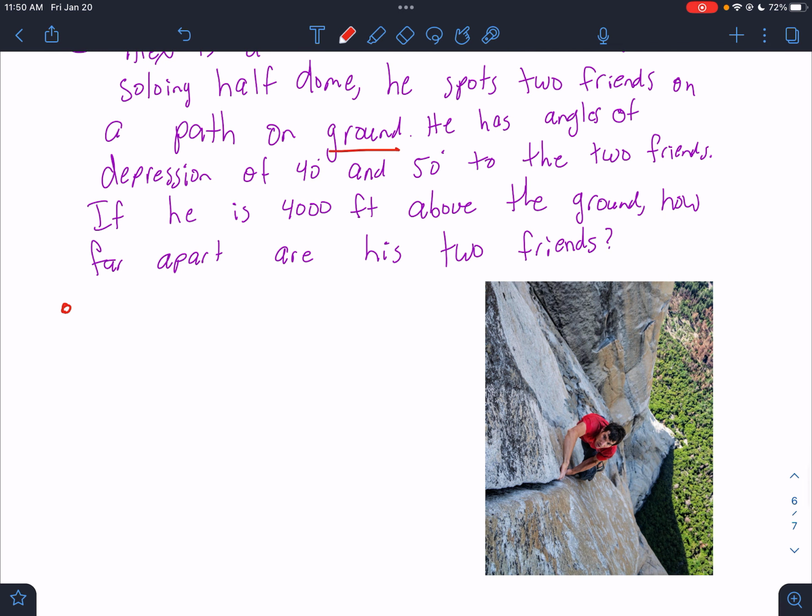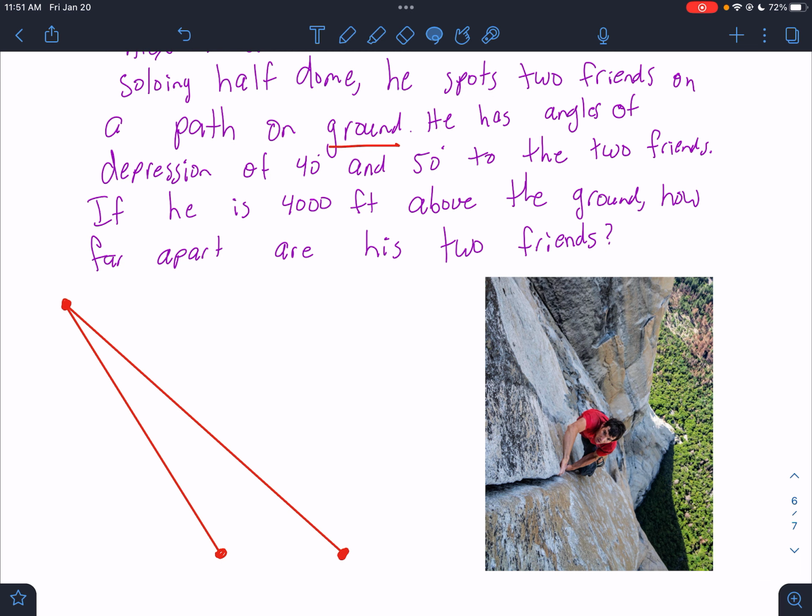So here we go. We have Alex in the air. And try to do this before I do it. Pause it and try to draw it out. But we have Alex, and he has two friends on the ground. And he's looking at the two friends. And you have a couple of options here. And I'm going to only do it one way, but just know this is not the only way to do it. So you could do angles of depression.